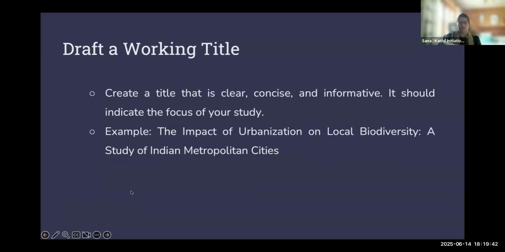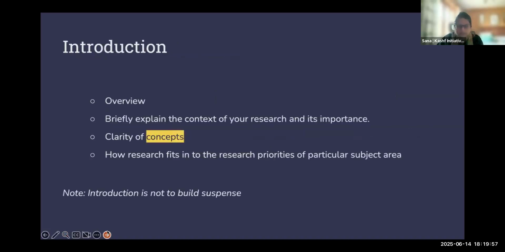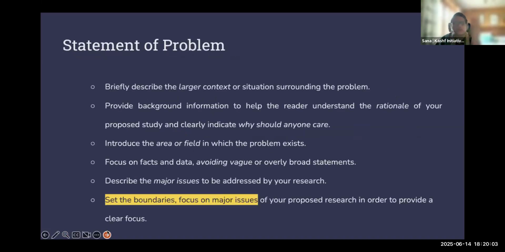What are the concepts here? The first concept is urbanization. So this will definitely feature in my introduction. The other is local biodiversity. How do I understand local biodiversity? So in the title itself, there are two important concepts which will guide my research, and therefore it is important to incorporate them in my introduction in a way that tells the reader what I'm going to do with these concepts.